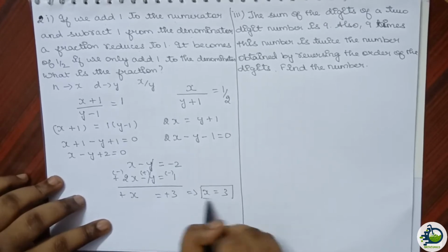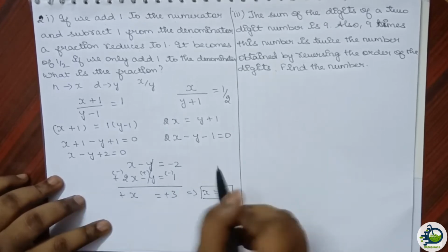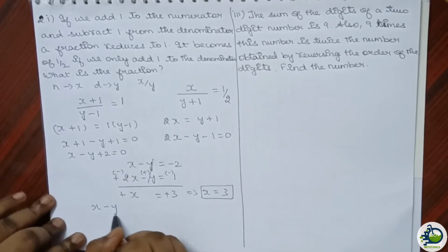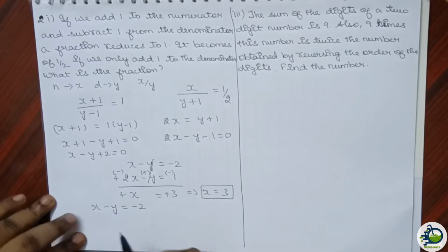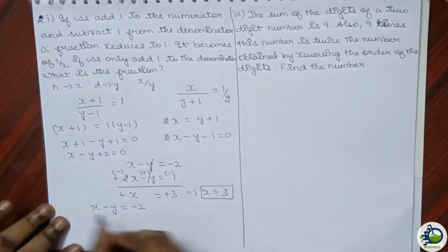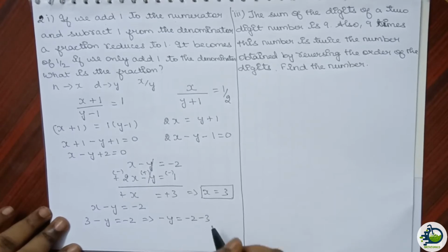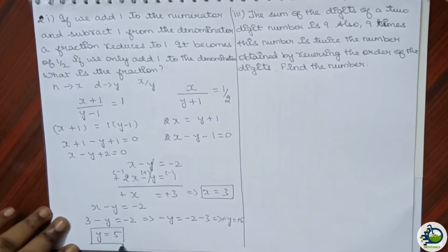Now what I have to do is substitute this x is equal to 3 in any one of the equations. Let me substitute in the first equation. So x minus y is equal to minus 2. I know x is 3, so 3 minus y is equal to minus 2. When I bring that 3 to that side, minus y is equal to minus 2 minus 3, which is minus y is equal to minus 5. This minus minus gets cancelled, so y is equal to 5. So I am getting y as 5. So the fraction must be 3 by 5.